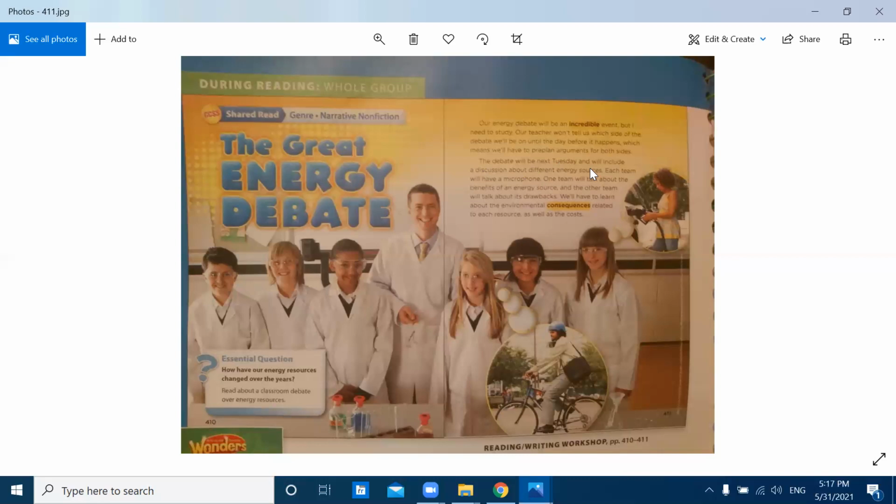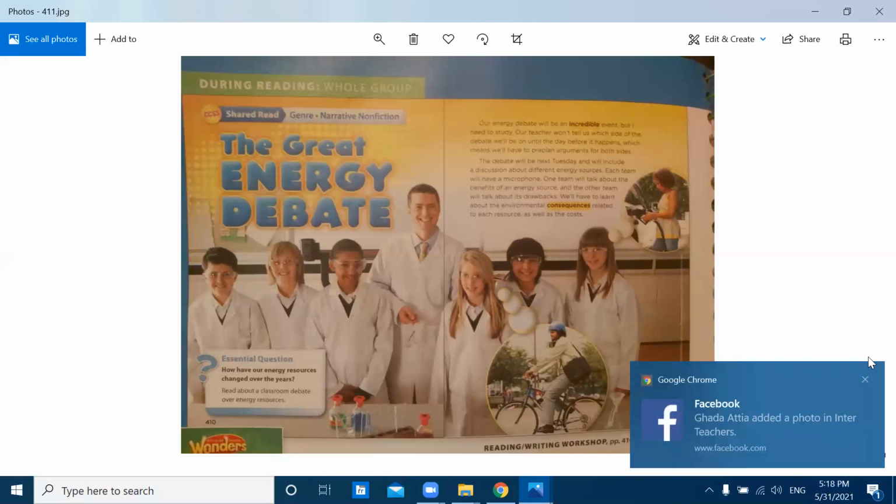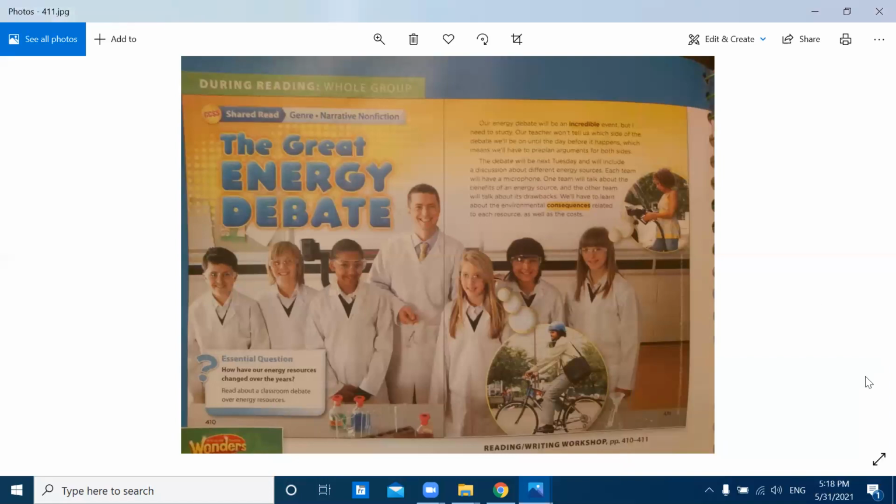The debate will be next Tuesday and will include a discussion about different energy sources. Each team will have a microphone. One team will talk about the benefits of an energy source and the other team will talk about its drawbacks. We'll have to learn about the environmental consequences related to each resource, as well as the cost. Okay, so they're going to talk about the consequences, the results of what's going to happen if they use this resource and the results of what's going to happen if they don't use this resource, okay? So remember, we said consequences are the result of an action or an event. So in this case, it will be the result of using the energy resource or not using the energy source, okay?